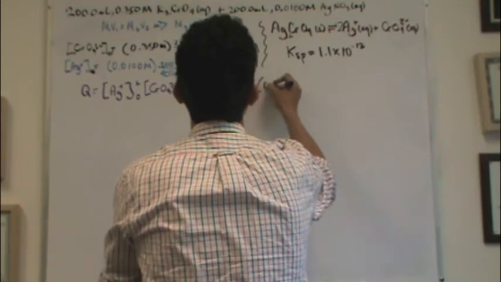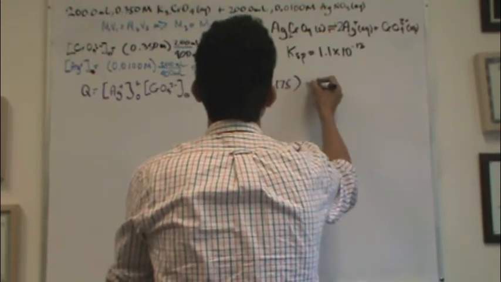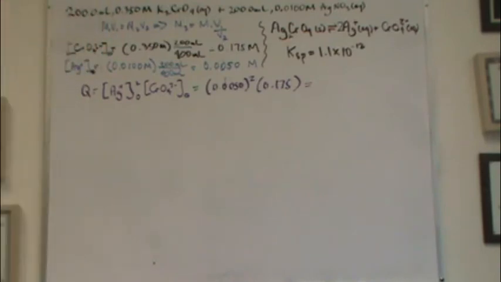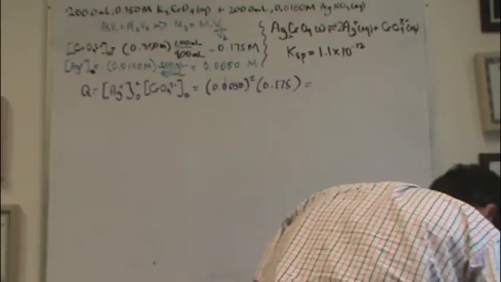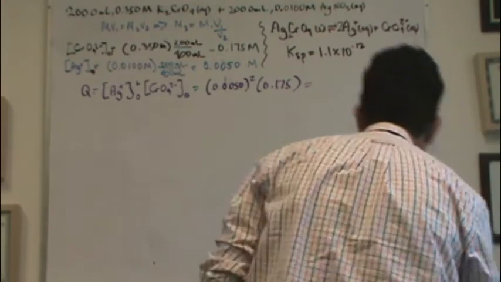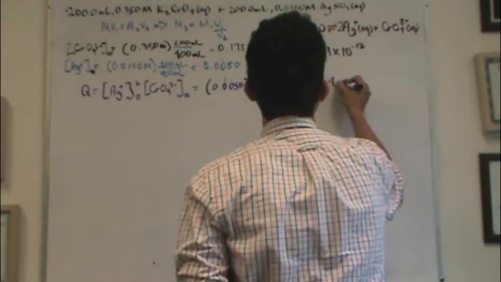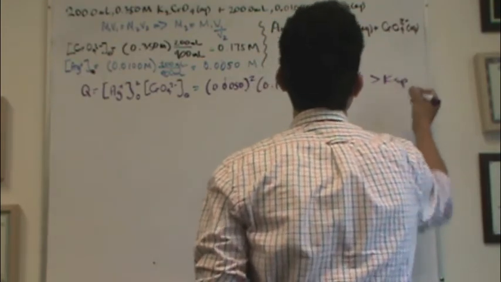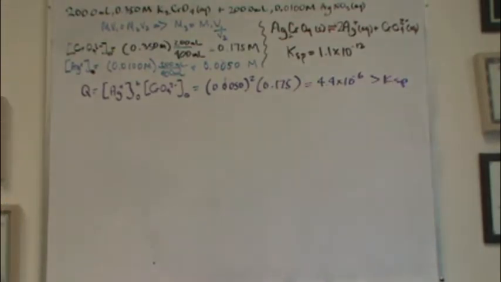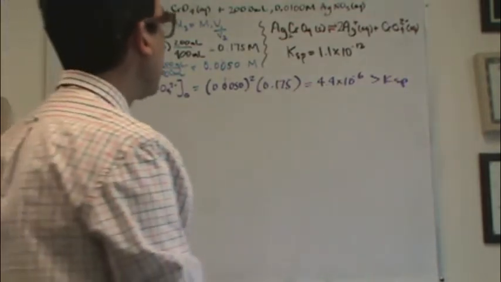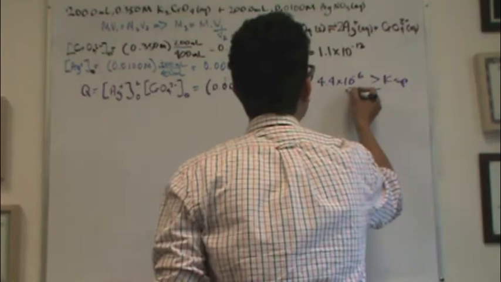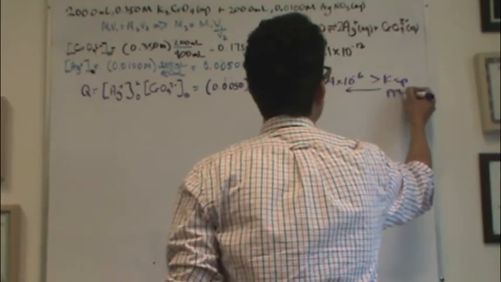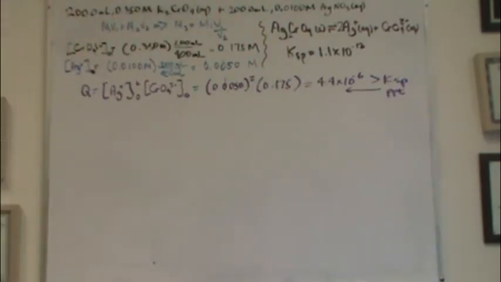0.0050 squared times 0.175. Okay, so I just plugged in both numbers, what I just calculated up above. And this turns out to be 4.4 times 10 to the minus 6. Which you can see is greater than Ksp. So because 4.4 times 10 to the minus 6 is greater than Ksp, we're going to have a shift to the left, and that means yes, we will have a precipitate. So that's good to find out first, just to make sure something's going to precipitate.